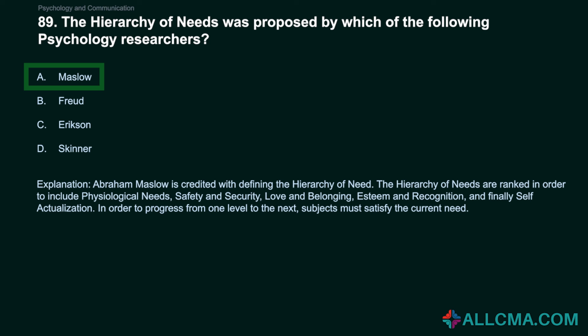The hierarchy of needs is ranked in order to include physiological needs, safety and security, love and belonging, esteem and recognition, and finally self-actualization. In order to progress from one level to the next, subjects must satisfy the current need.